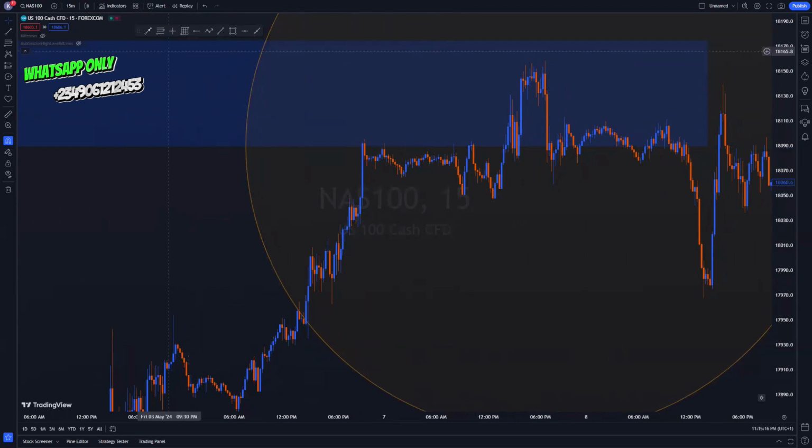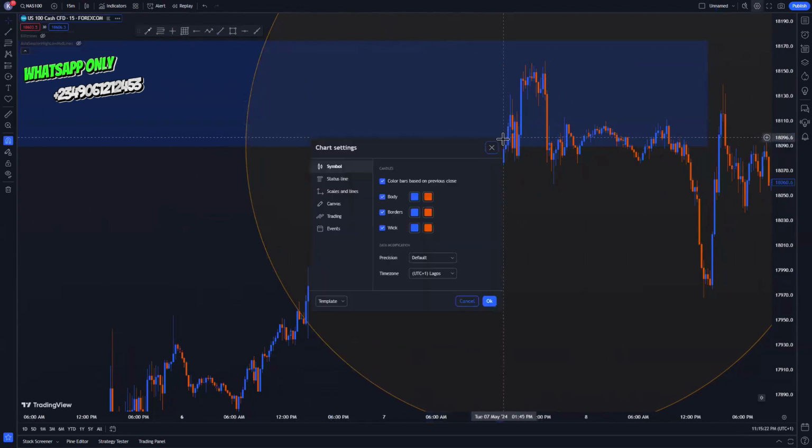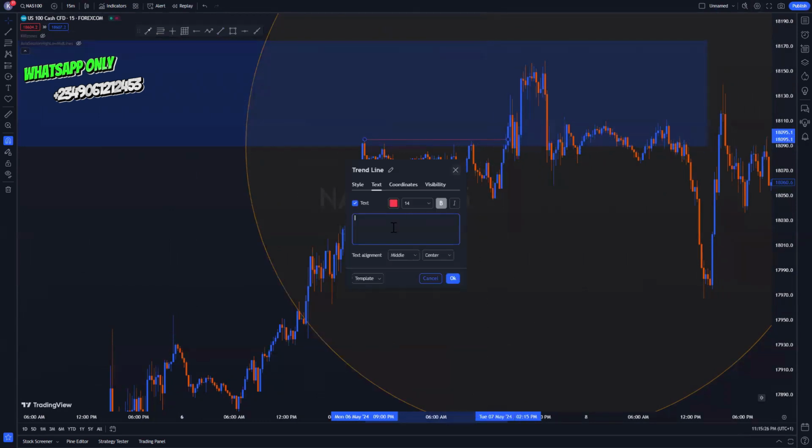Now one thing you want to notice is that first of all, we have what? A buy side liquidity taken here. This is buy side liquidity taken. I think I should actually write that. Buy side liquidity taken.